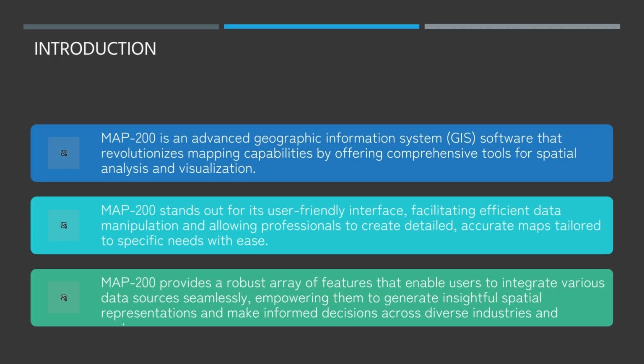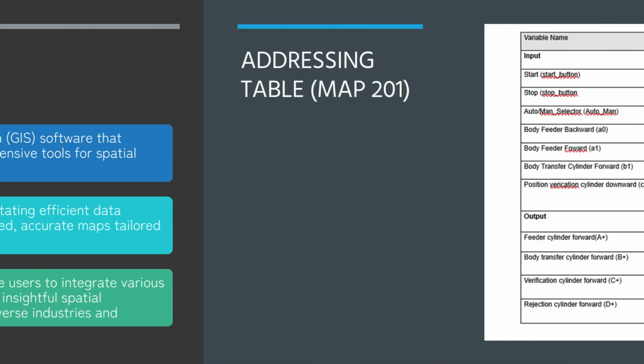MAP 200 provides a robust array of features that enable users to integrate various data sources seamlessly, empowers them to generate insightful spatial representation, and make informed decisions across diverse industries and sectors.